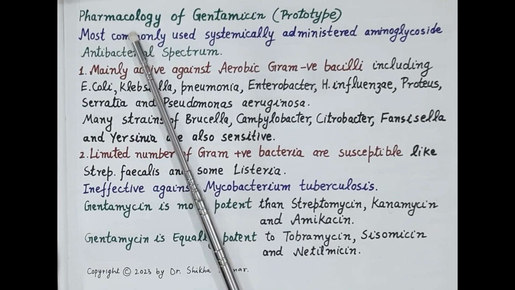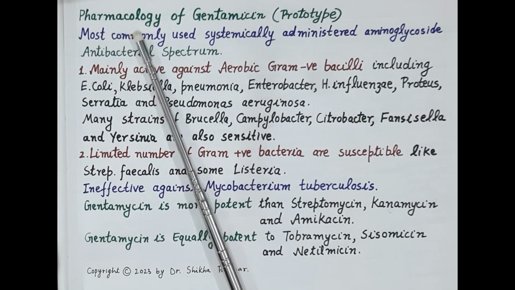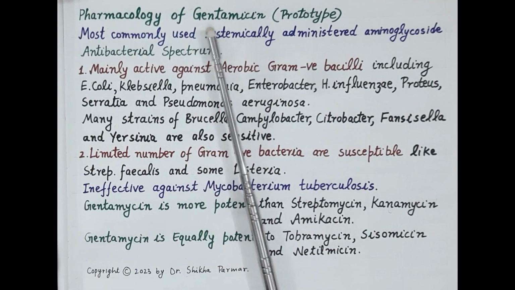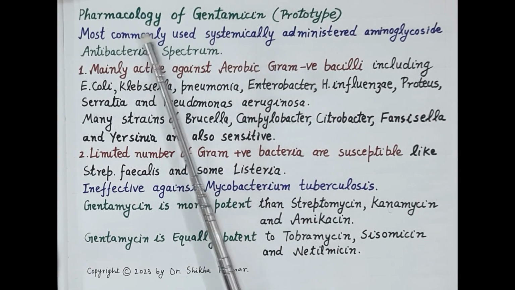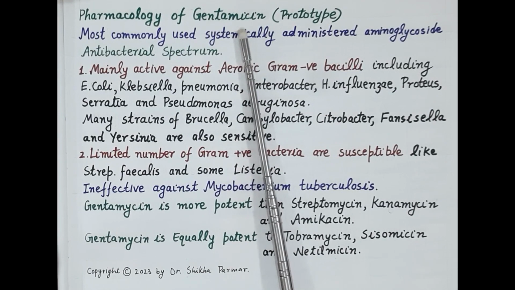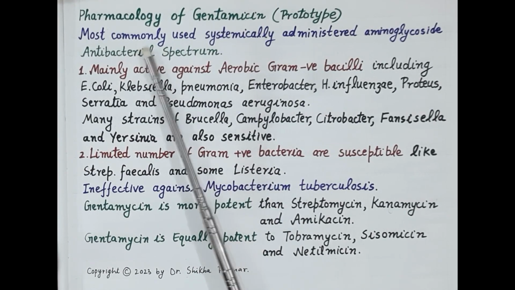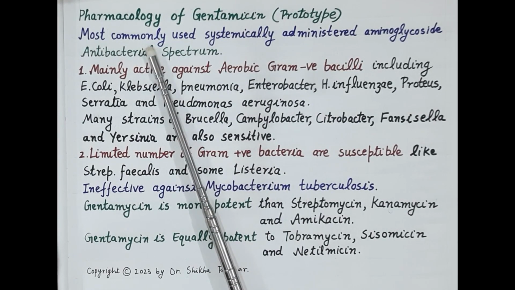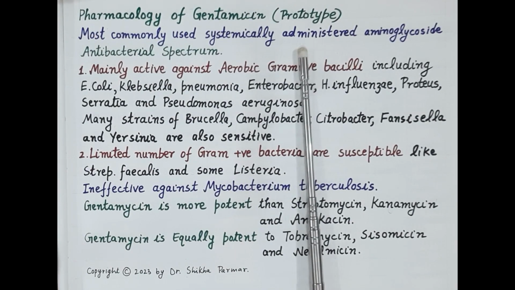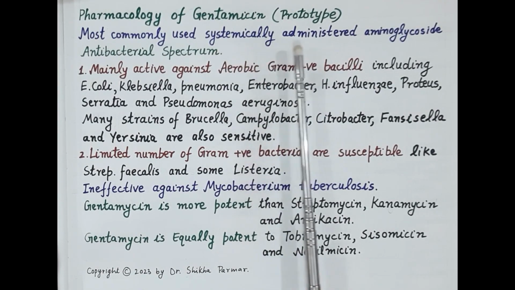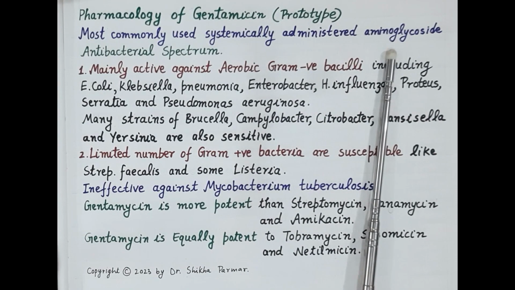Now, all aminoglycosides exhibit similar pharmacology. Gentamicin is the prototype drug, so let's discuss the pharmacology of gentamicin. Gentamicin is the most commonly used aminoglycoside, and it is administered parenterally. It is given by intramuscular injection or infused IV. So, it is a systemically administered aminoglycoside.